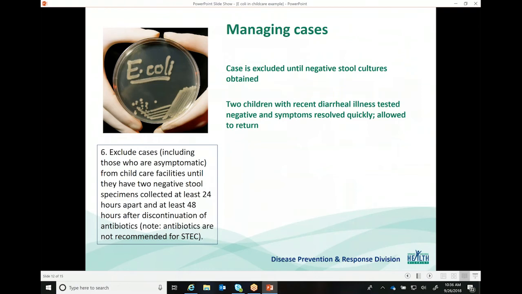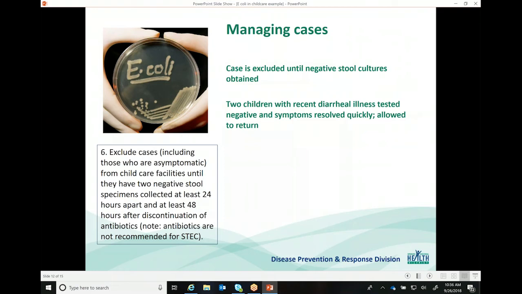And as far as managing cases go, again, any cases should be excluded. So in this scenario, the index child must be excluded. And depending on the type of E. coli, shedding can be quite prolonged in children, up to several weeks.